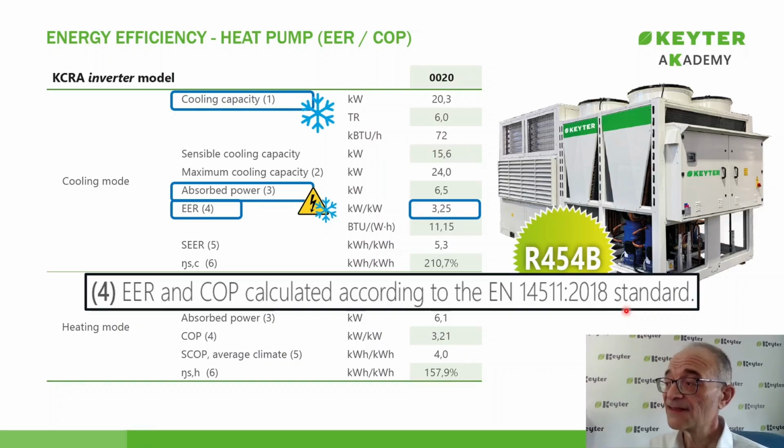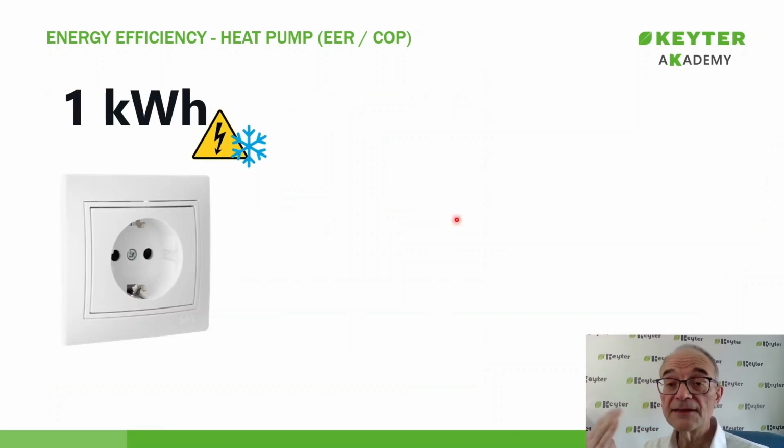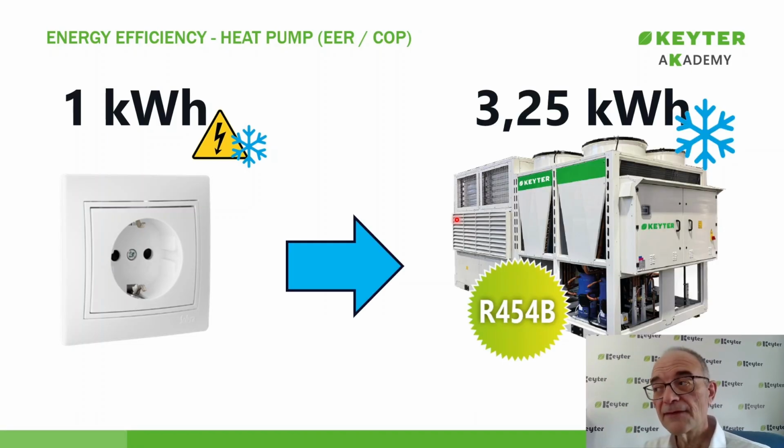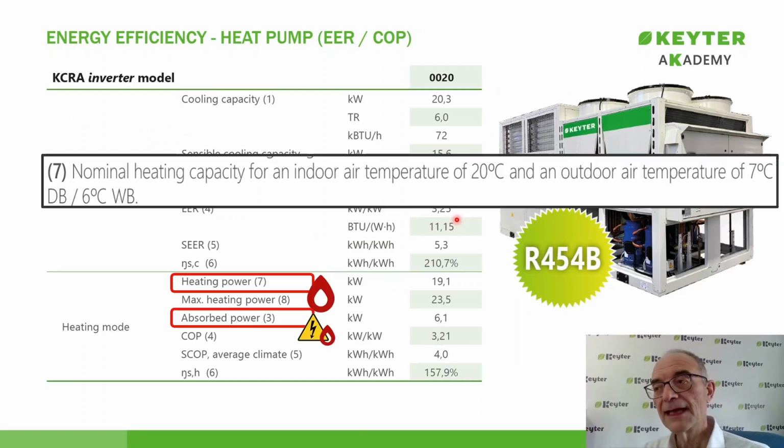In this case, it tells us that it is 3.25. What does it mean that the EN 14511 standard in its test gives us an EER value of 3.25? All right. It means that if we consume just 1 kilowatt hour of final energy directly from the electrical outlet, from the main electrical panel, the heat pump will effectively provide us with 3.25 kilowatt hours of cooling energy. We do a bit of magic, we deliver more energy than what we actually take in.